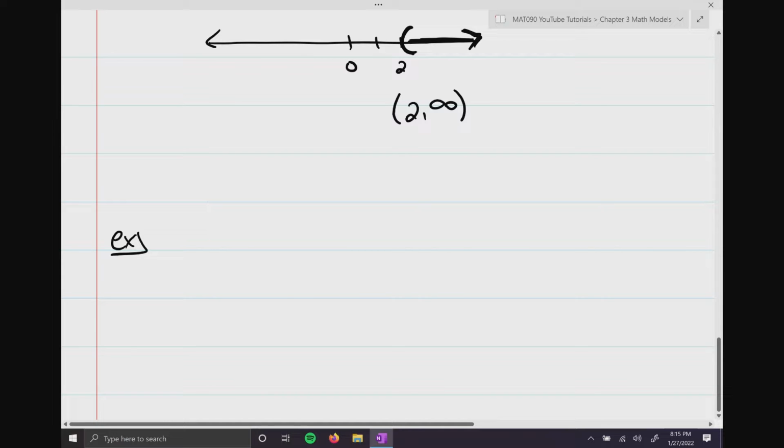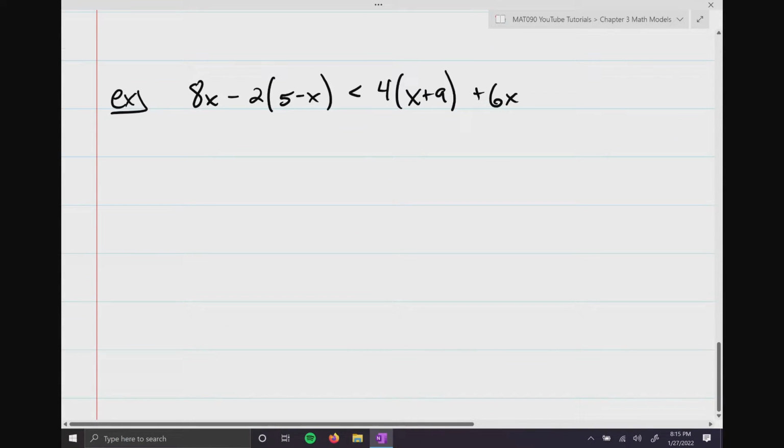Okay, so here's another problem. This is going to be 8x minus 2 times the quantity 5 minus x, which is less than 4 times the quantity x plus 9, plus 6x. So if you look at this, it looks like it's a very big problem, but it's really not. Once we start to get moving here, you're going to see that as long as you follow your steps for solving anything linear, you really start to move through these problems pretty quickly.